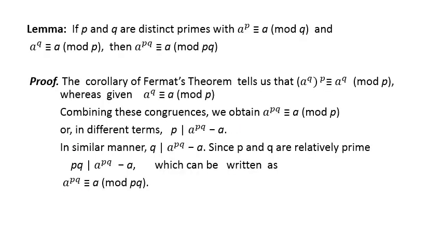Based on Fermat's theorem, we have a lemma here. You have to be very careful while reading this. We have two assumptions: a^p is congruent to a mod q, and a^q is congruent to a mod p, where p and q are two different prime numbers. Then a^pq is congruent to a mod pq. The interesting part here is that pq is not a prime number.